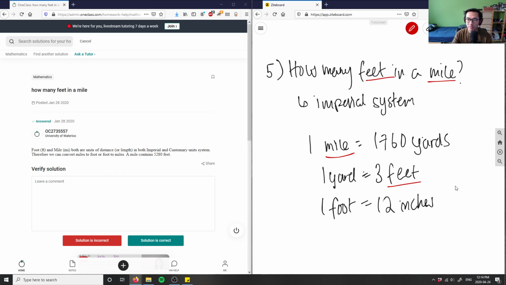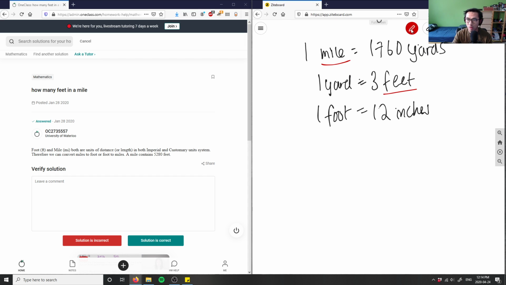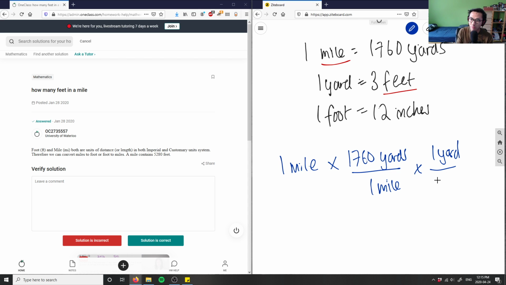In order for us to do that, we have to actually do a conversion, right? I'm going to do this in blue. Well, I have 1 mile. I'm going to multiply by, first I have to convert miles to yards. There are 1,760 yards per 1 mile. And then 1 yard equals 3 feet, so 3 feet in 1 yard. So therefore, this would give us our answer here.